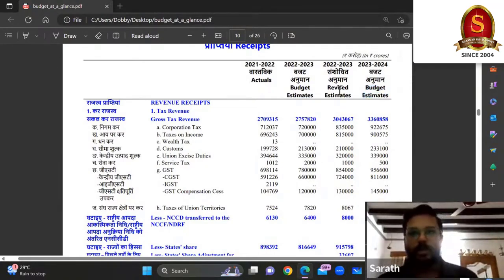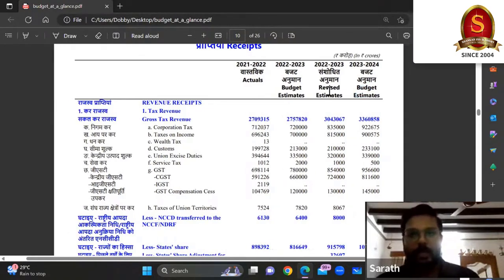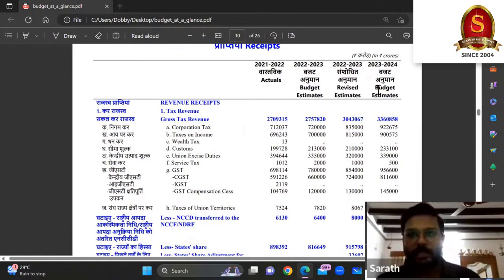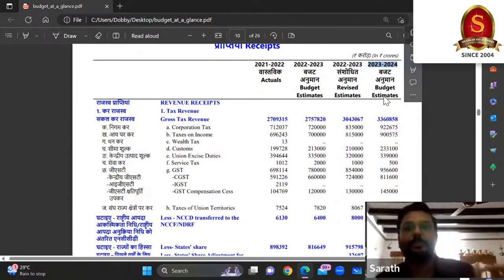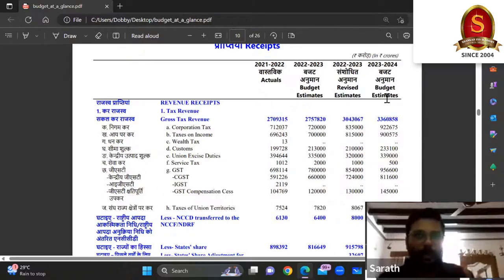Now, coming to what is the revised estimate. When the budget is presented for the year 2023-24, which is the upcoming year, they also have to say how they have done with respect to the last budget. They had announced their budget one year ago, right? Did they do well? Did they stick to the budget? Because remember, a budget estimate is a prediction for the future. It is not a fact.